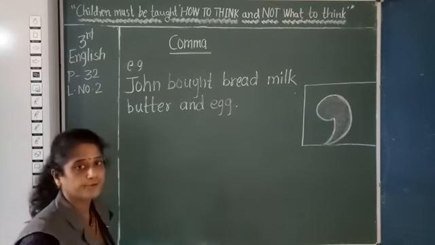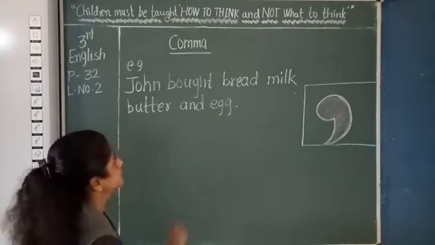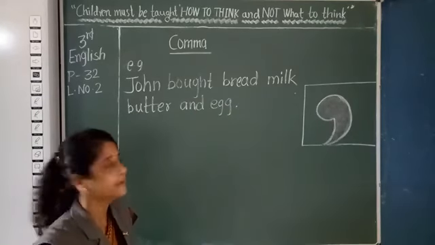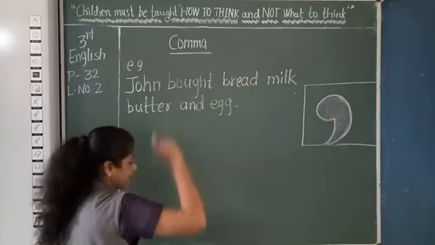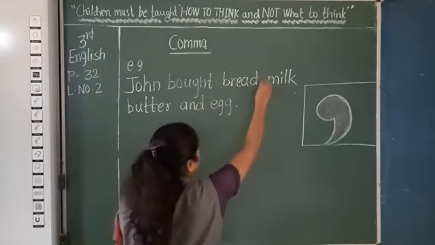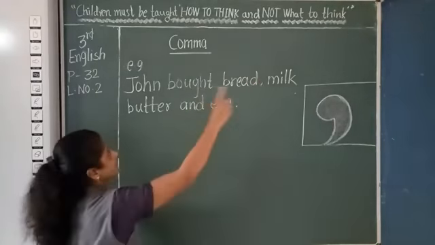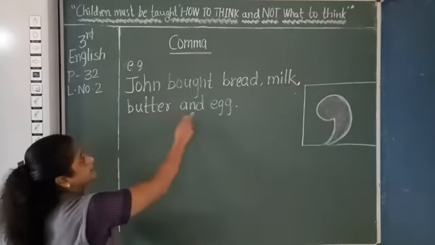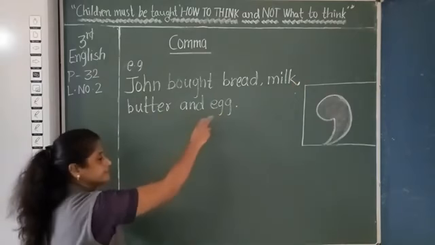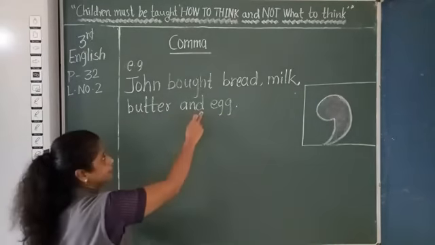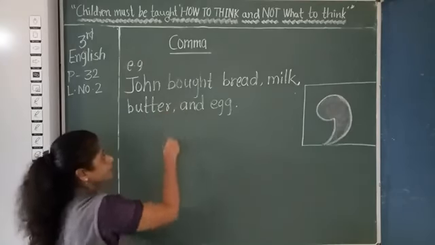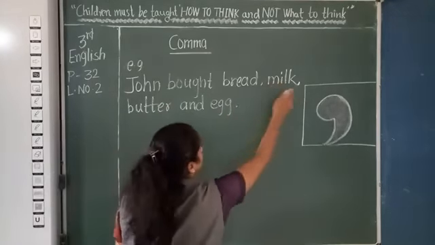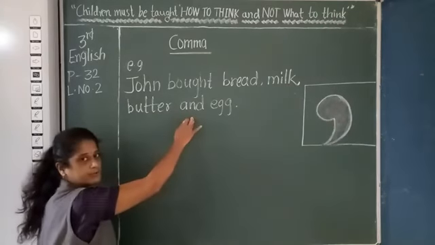Okay, I want to give commas here. So which are the items here that John is going to bring: bread, milk, butter and egg. So after bread, give a comma. After milk, give a comma. Now butter and egg, you have and over here. So you are not going to give a comma here. It is wrong. Yes, your comma will be used only here and not when and is used.